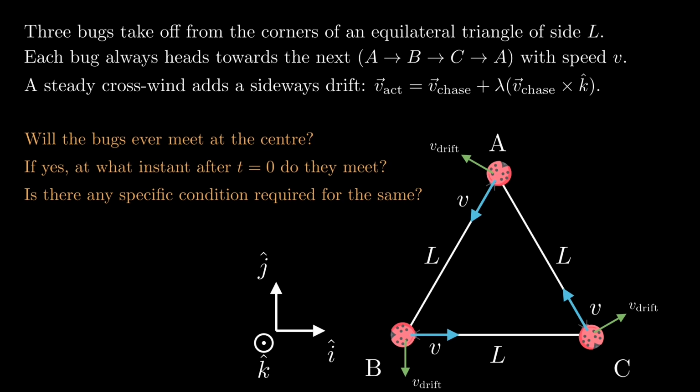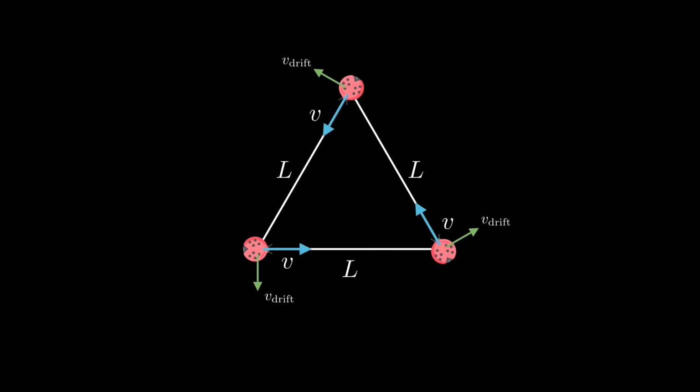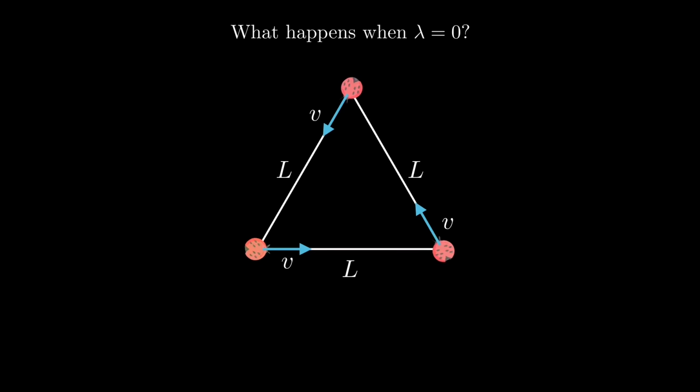Perhaps it would be best to first try and understand how the motion occurs in the simplest case where lambda is 0. That is, there's just a game of pure pursuit with no wind present. So at every instant, each bug is directed straight to the next with a constant speed v. Let's see how this works considering small step sizes or time intervals.